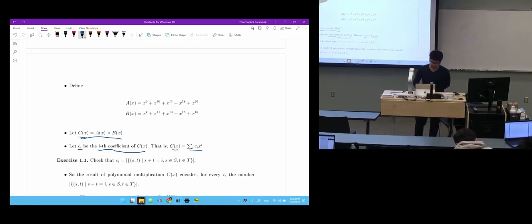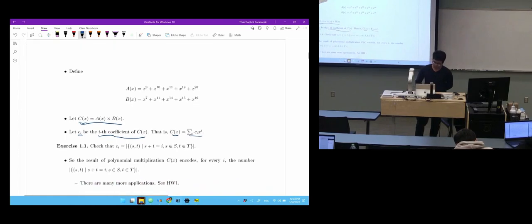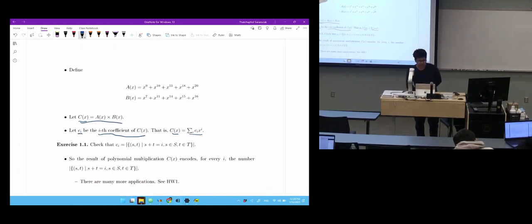Good. So basically, it means what? It means that the result of polynomial multiplication, which is C, really just encodes for every i how many ways you can pair up numbers so that they add up to i. You get it in one go for all i. So there are many more applications of polynomial multiplication, and you'll see this in the homework too.